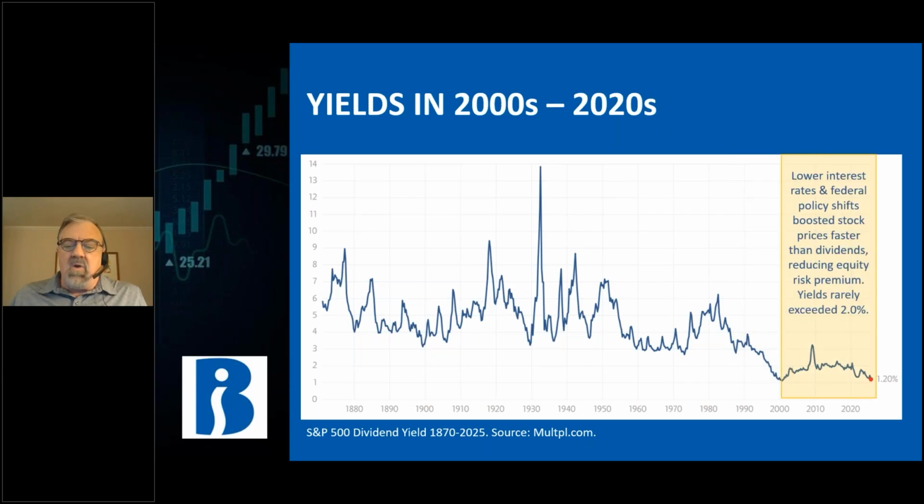And then as we arrive into the last 2 decades, certainly lower interest rates and shifts in federal policy really helped boost stock prices faster than the growth of dividends, reducing that equity risk premium.